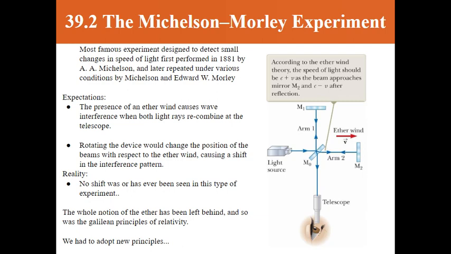And now we know that light doesn't need a medium to travel. Light is a form of electromagnetic radiation that can travel in a vacuum. We have left behind the notion of the ether, and we will also have to leave behind the principles of Galilean relativity if we want to understand the speed of light better.